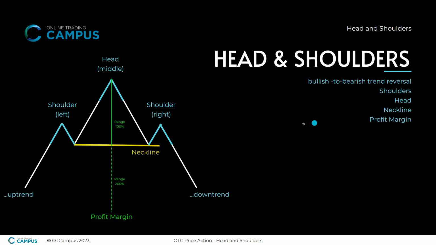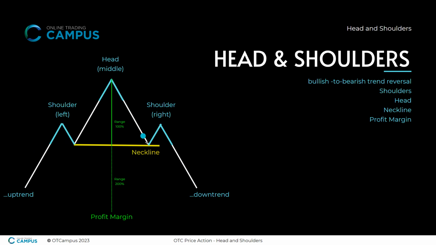Okay, these are our elements. On the left side, it is an uptrend. Remember, the head and shoulders is a bullish to bearish trend reversal. Bullish to bearish means we have an uptrend here, with higher highs and higher lows. That's necessary. Then we create the left shoulder. Then we move higher and create a head. The head is above the highest point of the shoulder.